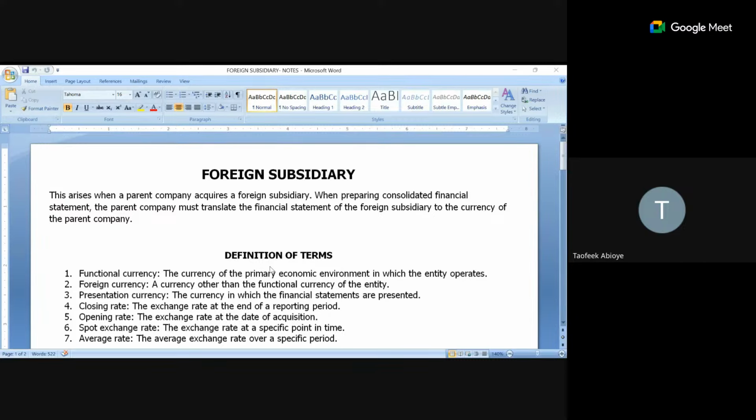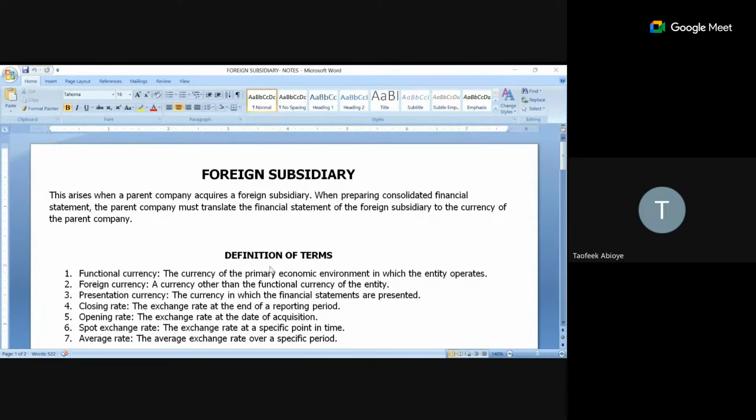So your rate today is not going to be your rate tomorrow, and that is what we are talking about. So now, let's pick all the rates one after the other. Closing rate is the rate at the end of the financial period, right?